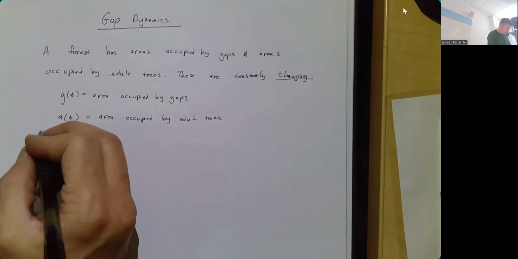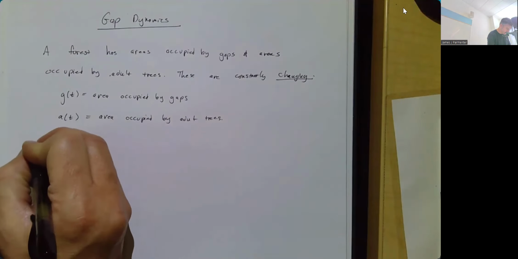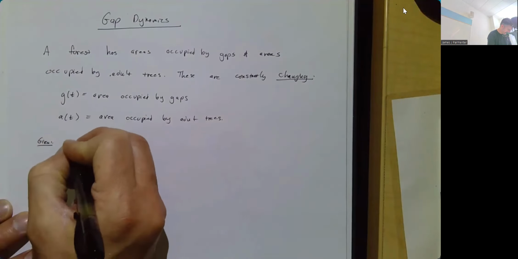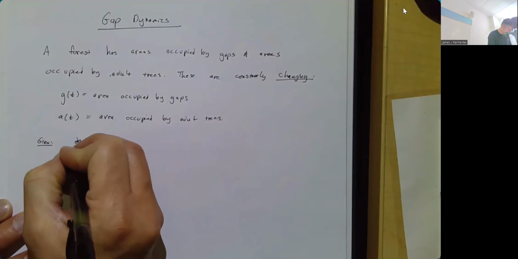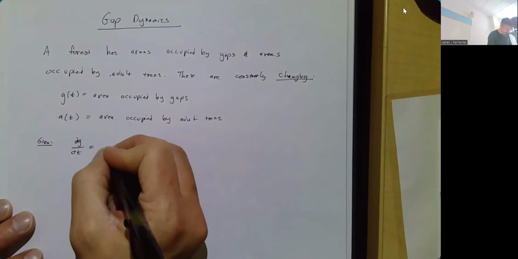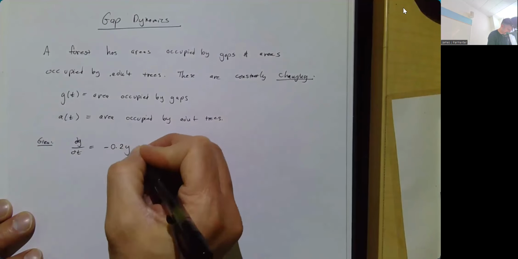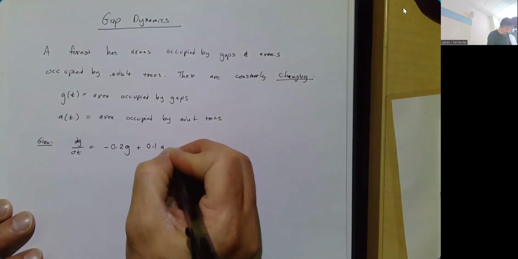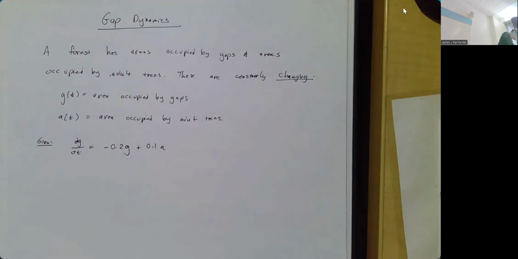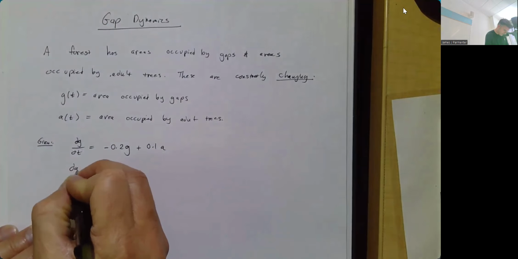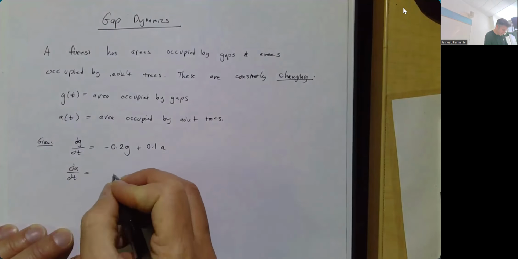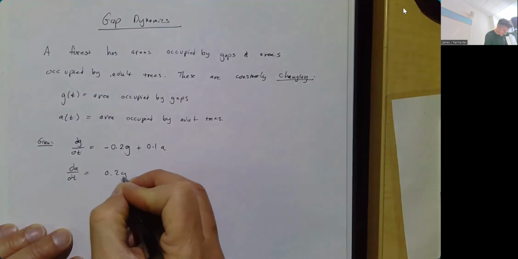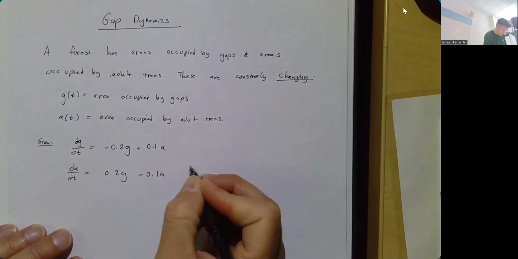So let's say we have the following differential equations. We're given that dG/dt is equal to negative 0.2 G plus 0.1 A, and dA/dt equals 0.2 G minus 0.1 A.